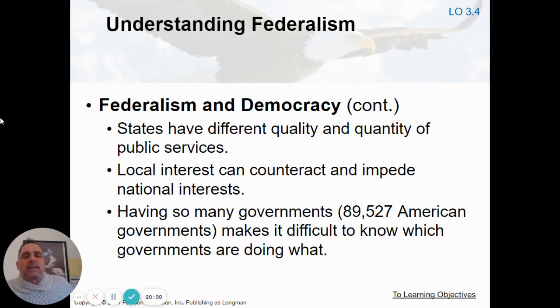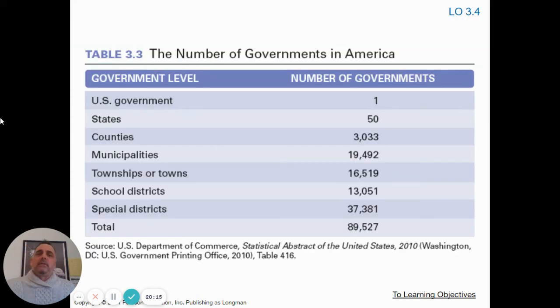But it also allows us to have contact with these individuals. I can actually meet with the person who's in charge of my local government. I can schedule a meeting and probably walk into their office and sit down and have a conversation with them. I can't do that with the president. Trust me, I've tried.